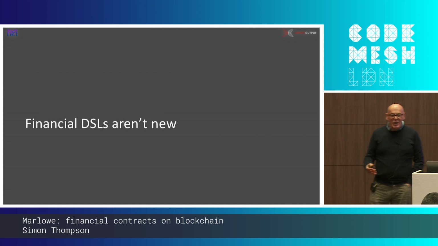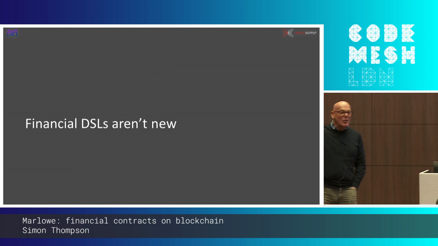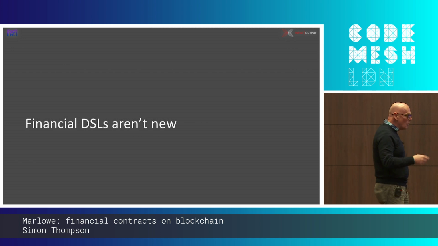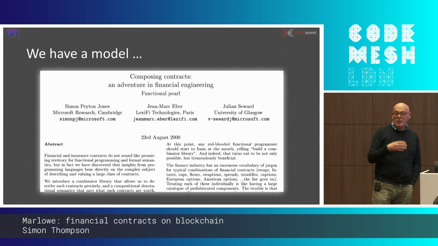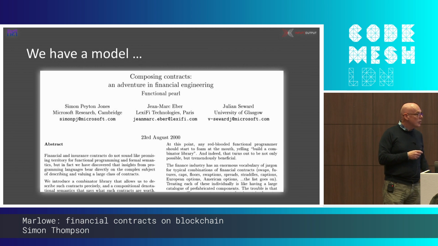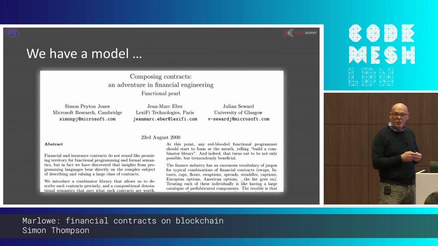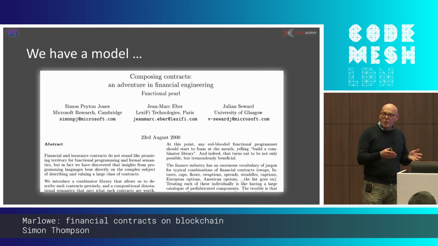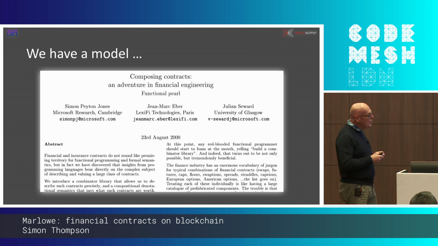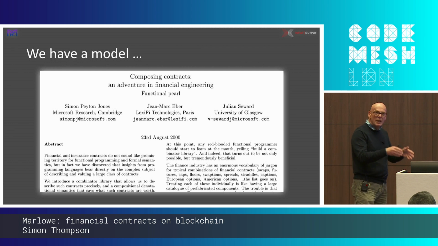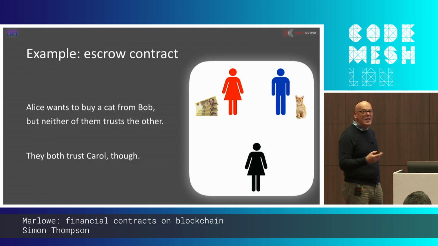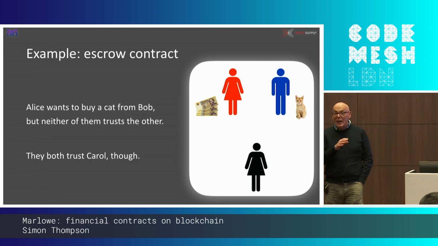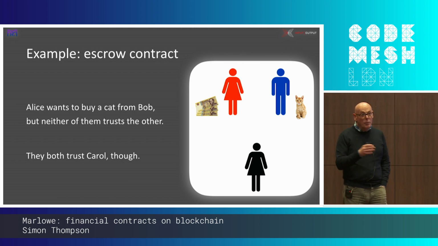What about financial DSLs? Well, there's another Simon speaking in another room who was responsible for some of the earliest work in this area, which is now about 20 years old. So using a high-level, a functional language for describing financial contracts. So Simon Peyton-Jones and Jean-Marc Hébert and Julian Seward. That's one of the first papers which was written in this area. And they inspired other work which is perhaps more directly fed into what we've looked at. So there is a model. So let's look at what's in that model, and then I'll explain how we've modified that model to work in the blockchain space.